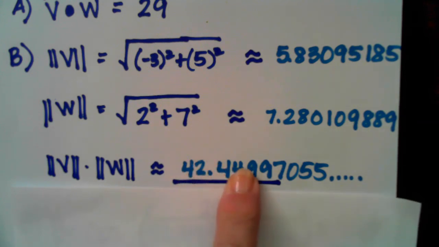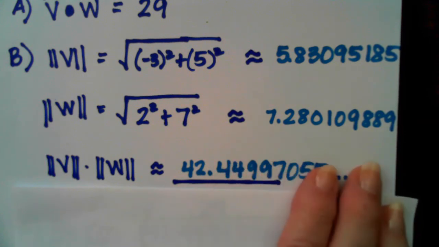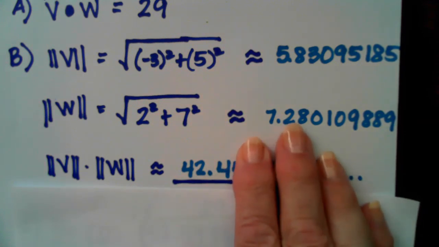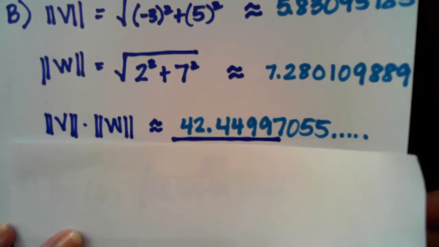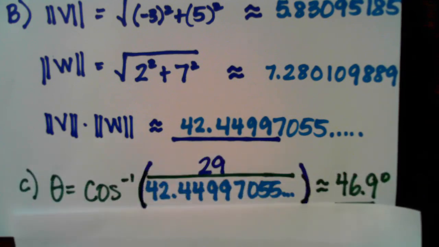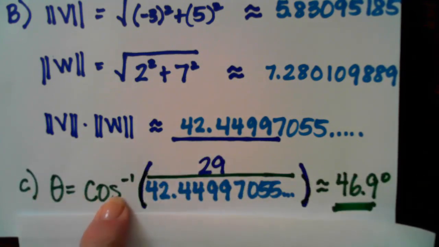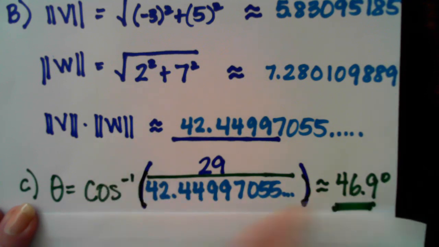Now I have all these decimal digits in my calculator. Leave them in your calculator because you want to use the whole thing. If you truncate, if you round, then you're going to end up with some errors in the problem, or you won't come as close to the actual answer. So now we're going to use the formula that says the angle is the inverse cosine of the dot product divided by the product of their magnitudes. We plug this into our calculator and we round it to 1 decimal place and we get 46.9 degrees. And that's finding the angle between two vectors.